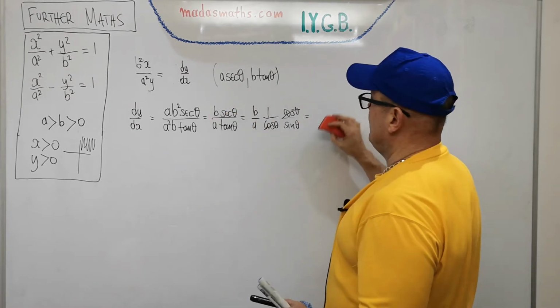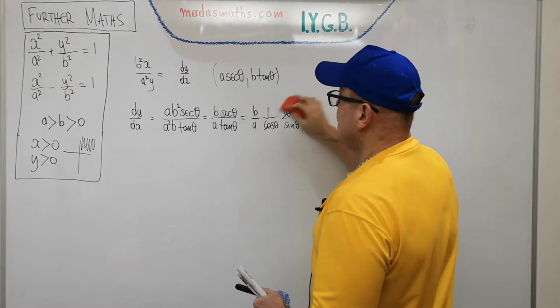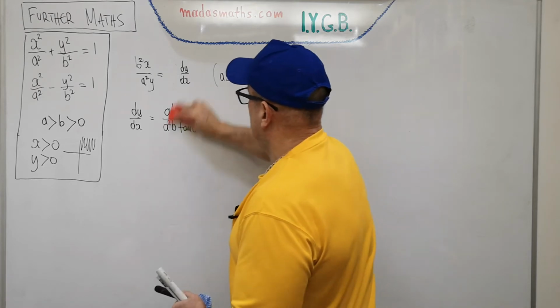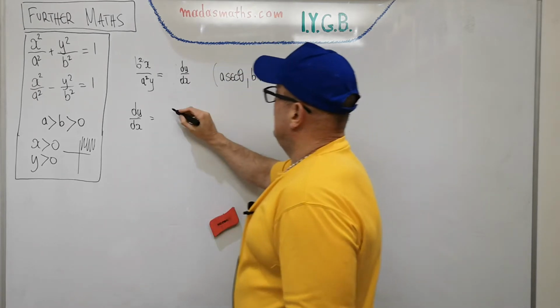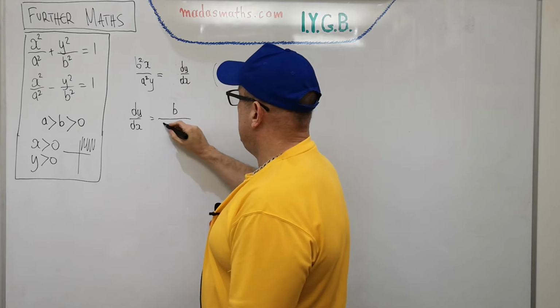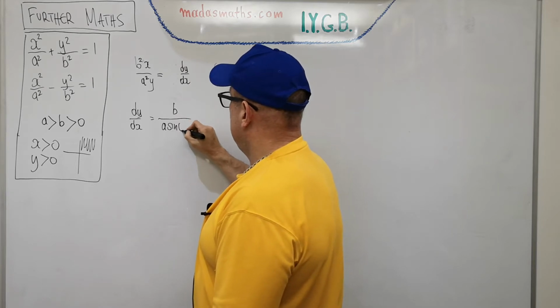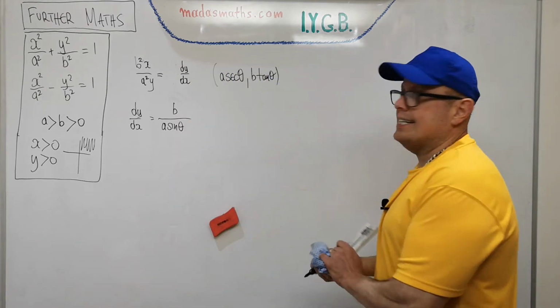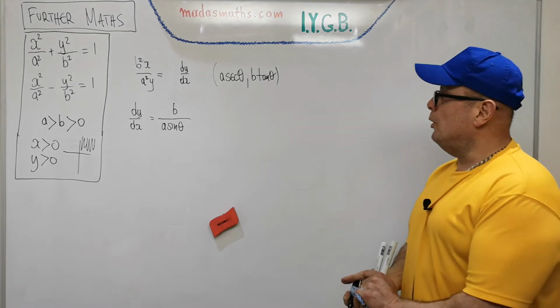I hope you follow what I've done there. Take your time, obviously, to simplify. b over a sine theta. So that's the gradient at the general point on the hyperbola.